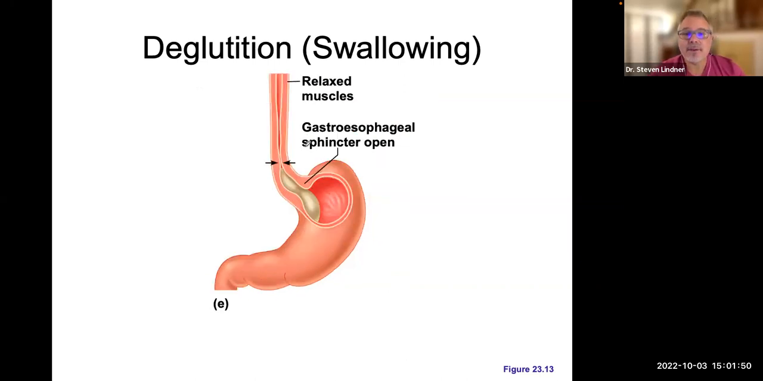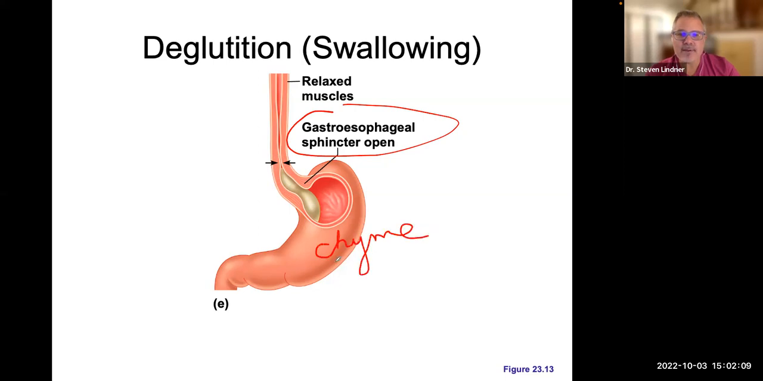Okay, and now the bolus is entering into the stomach because that gastroesophageal sphincter is relaxing, opening up, allowing the bolus to enter the stomach, at which time we now refer to those contents as something called chyme. Chyme. Now, in the stomach, there's lots of acid, right? We have hydrochloric acid. And that's acidic, right? It's a low pH, about 2.3.